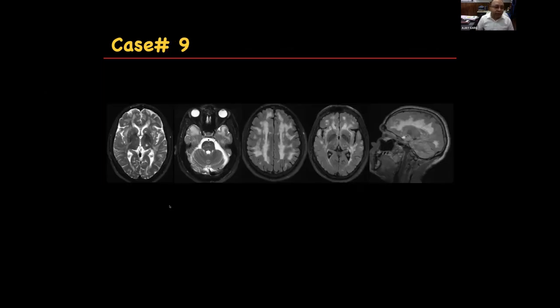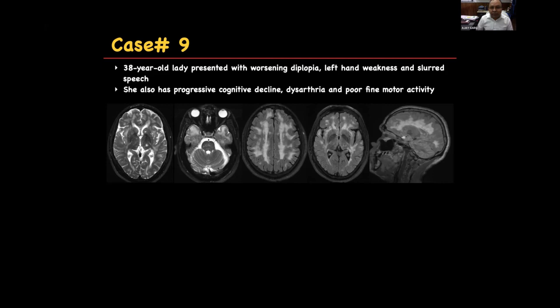Let's look at this patient. This patient is having bilateral symmetrical changes involving the temporal lobe, involving the deep and subcortical white matter, external capsule. If you look at the clinical presentation of this patient, this is a 38-year-old lady who presented with worsening diplopia, left hand weakness, and slurred speech. And she's also having progressive cognitive decline.